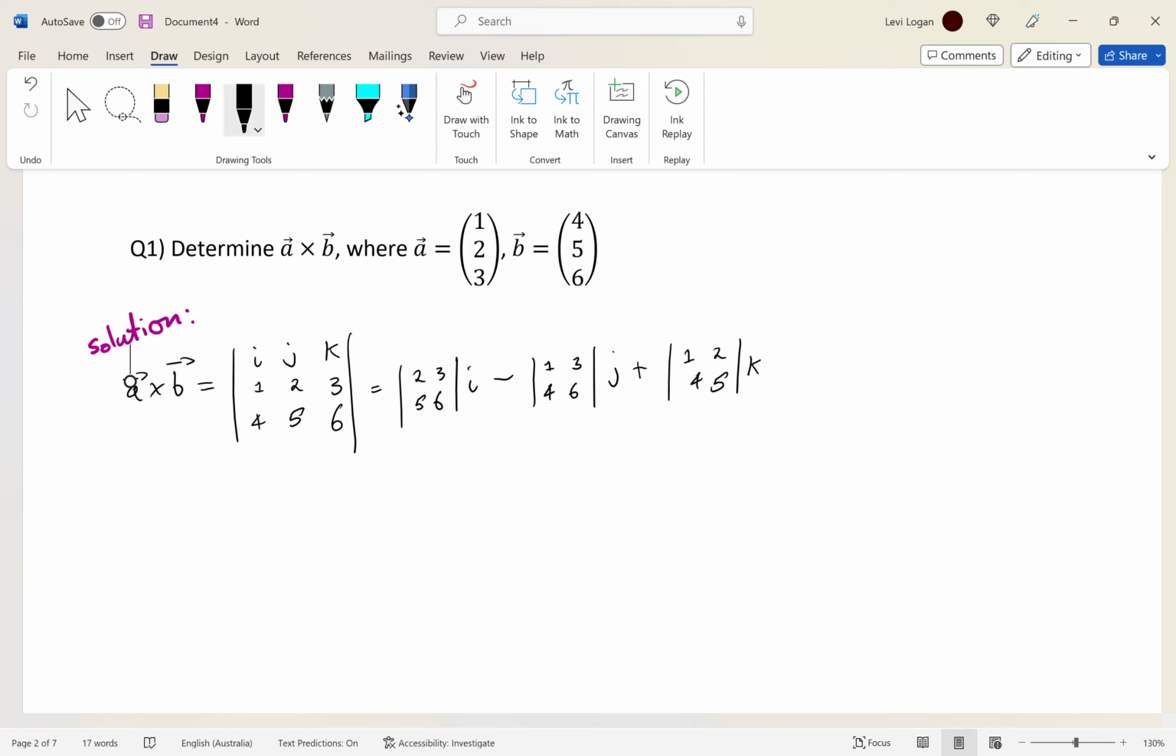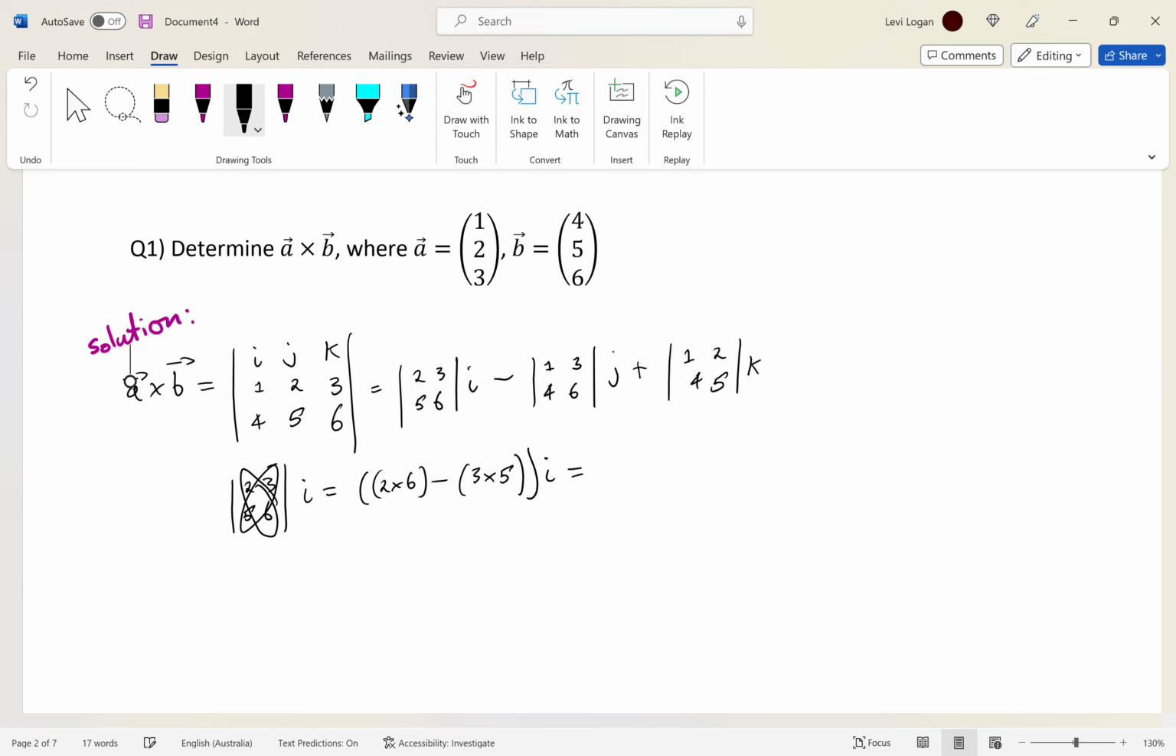Alright. Now we can calculate these little matrices separately. Let's just start with this matrix here. So we have 2, 3, 5, 6. To find the determinant of a 2 by 2, we multiply these two numbers together. So we're going to have 2 multiplied by 6 minus the product of these two numbers here, which is going to be 3 multiplied by 5.